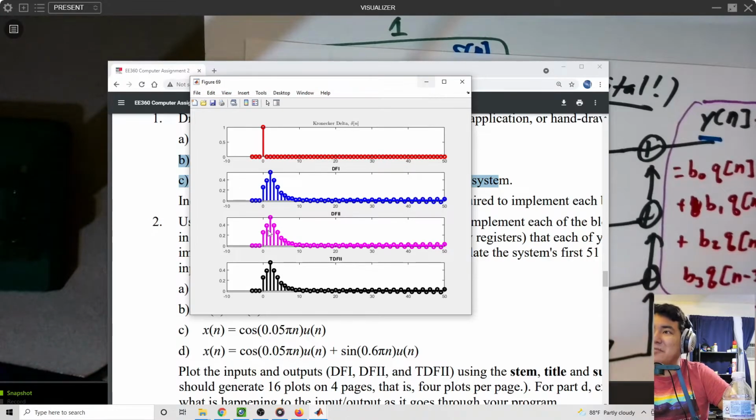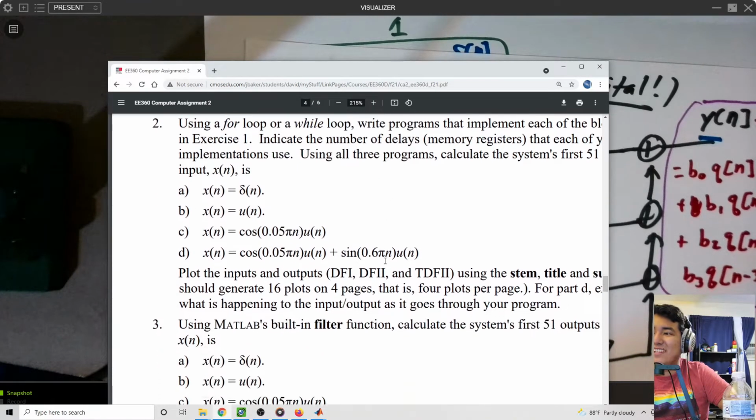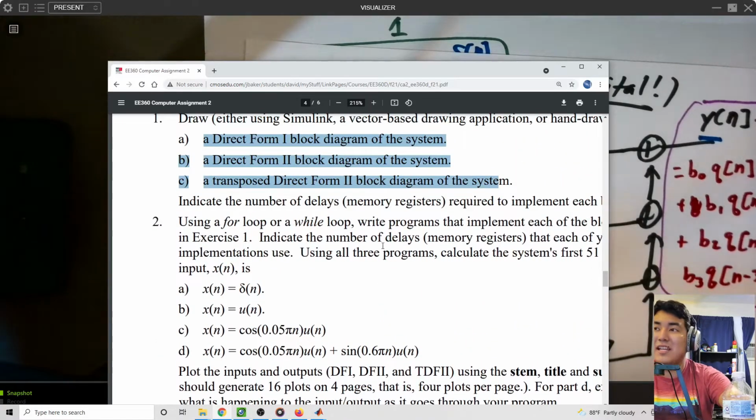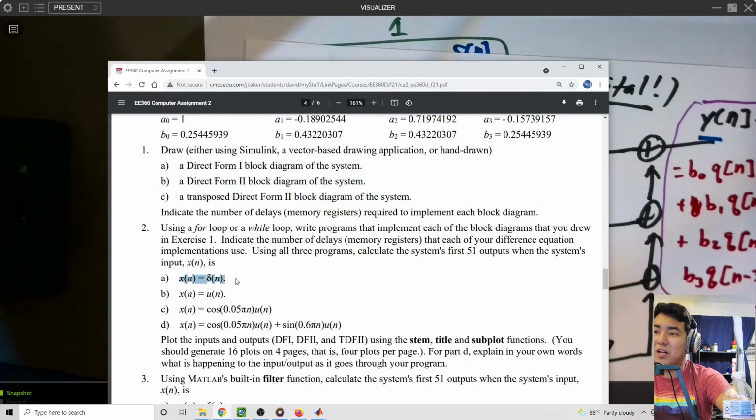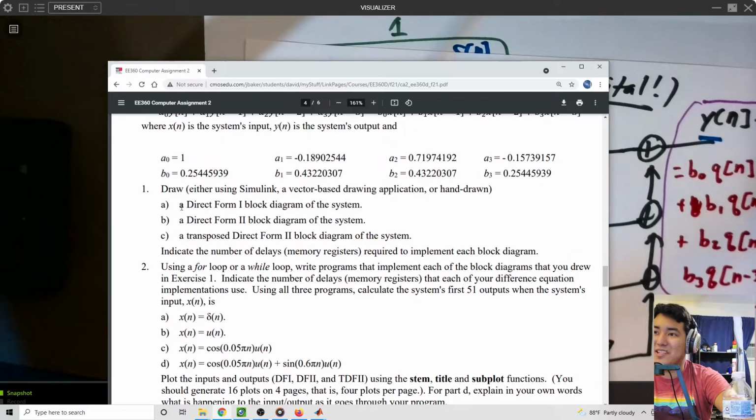But this is ideally what it should look like. The direct form 1, 2, and transposed direct form 2 should all look the same. If they're not the same, then you have a problem somewhere. So that's how you do problem A, but make sure you write your own equations. This one has its own set. This one has its own set. Check the book for your answers.